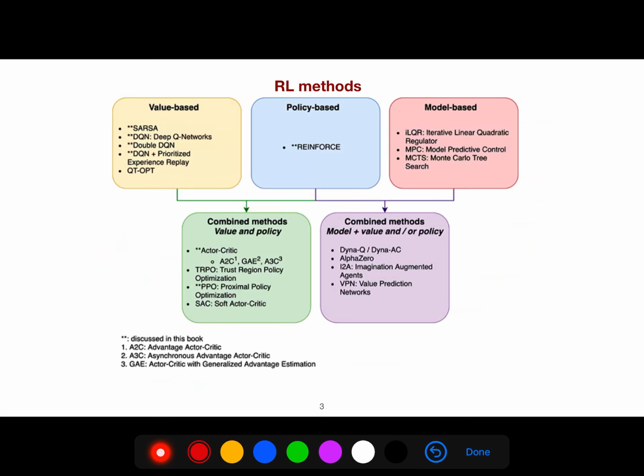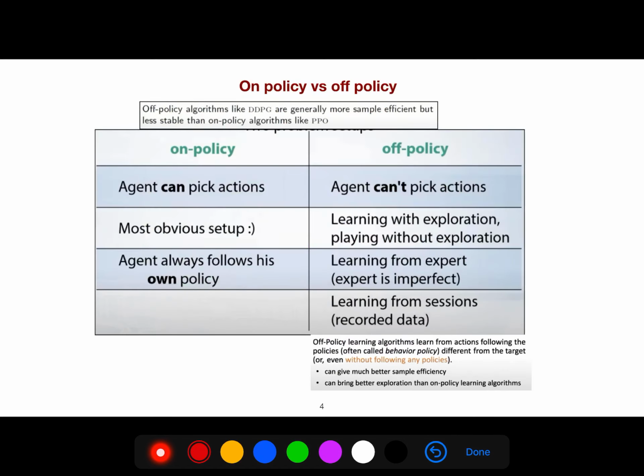And as I said, value-based approaches like SARSA could be combined with policy methods to create great algorithms, such as those under the category of actor-critic. We can also combine model, value, and policy, the three major paradigms. If you combine them, you can create algorithms like VPN, value prediction networks.